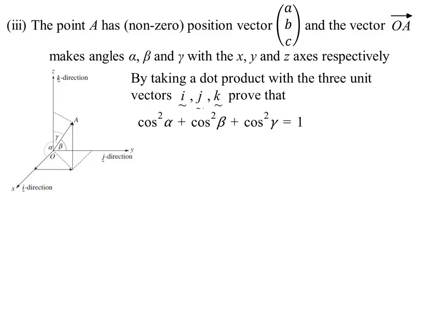Let's prove it. Cos squared alpha plus cos squared beta plus cos squared gamma is equal to 1. This vector u, now if I was to multiply it just by the unit vector in the i direction, then I must just get A.